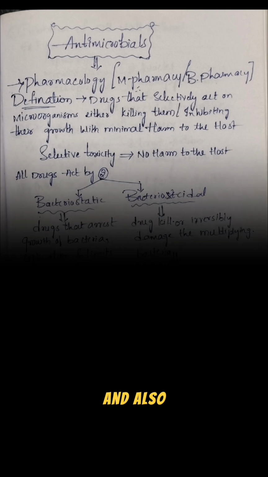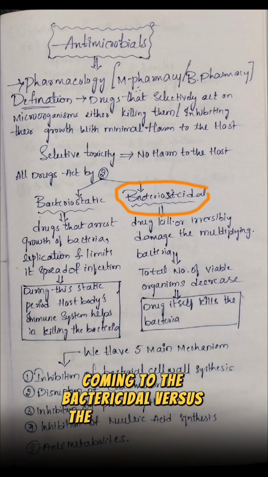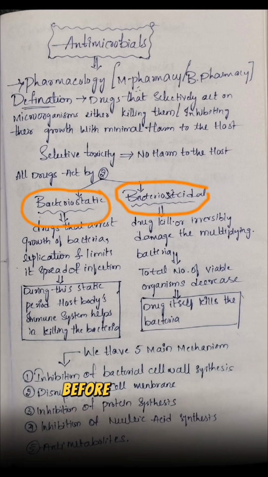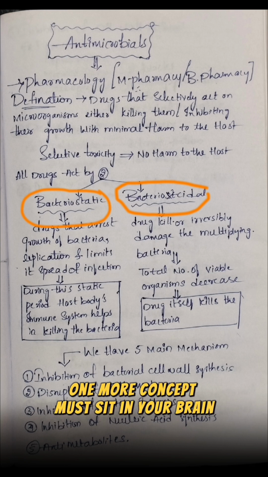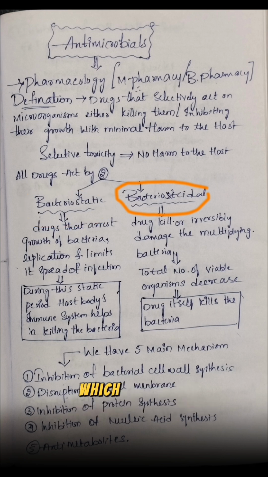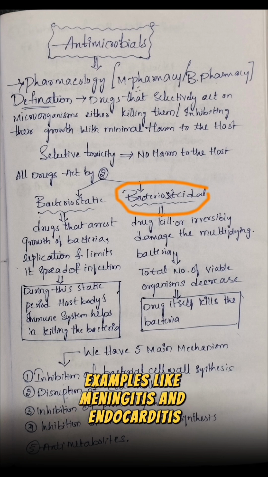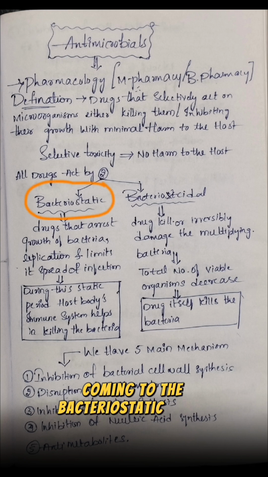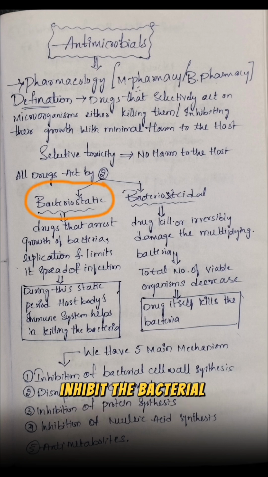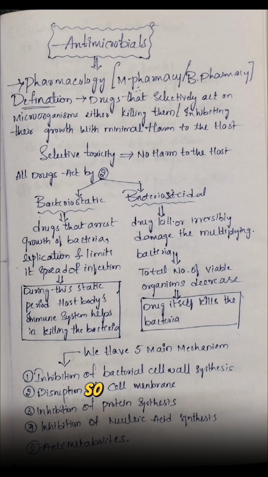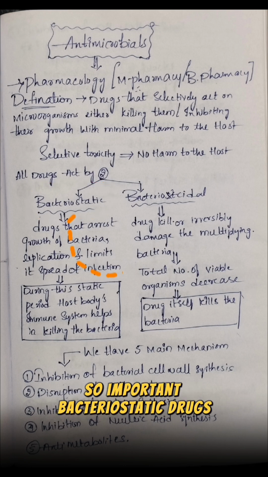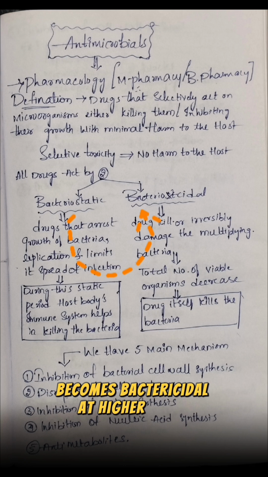Coming to bactericidal versus bacteriostatic. Before getting into the classification, one more concept must sit in your brain. Bactericidal drugs kill the bacteria directly, useful in severe infections, examples like meningitis and endocarditis. Bacteriostatic drugs inhibit the bacterial growth and host immunity clears the infection. Importantly, bacteriostatic drugs become bactericidal at higher doses.